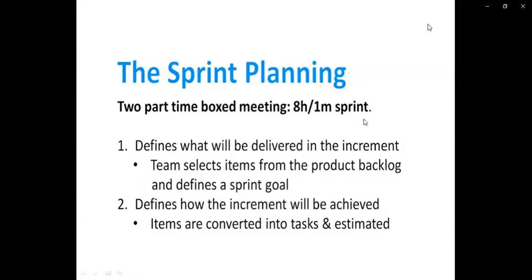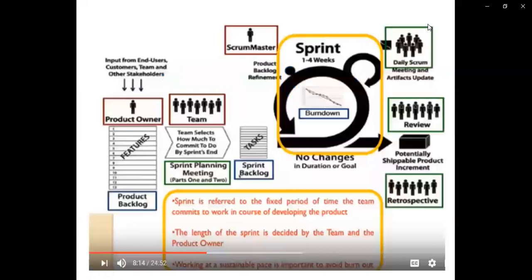Next thing we have to consider, the most important part, is that we have to accept the sprint backlog. Basically, the sprint backlog refers to the fixed period of time the team commits to work in the course of developing the product, where the sprint is decided by the team and the product owner. Who is responsible to perform this task? If I ask you this question for the sprint backlog, then the team as well as the product owner is responsible. Working at a sustainable pace is important to avoid burnout. That is the most important task we are doing in this sprint backlog.